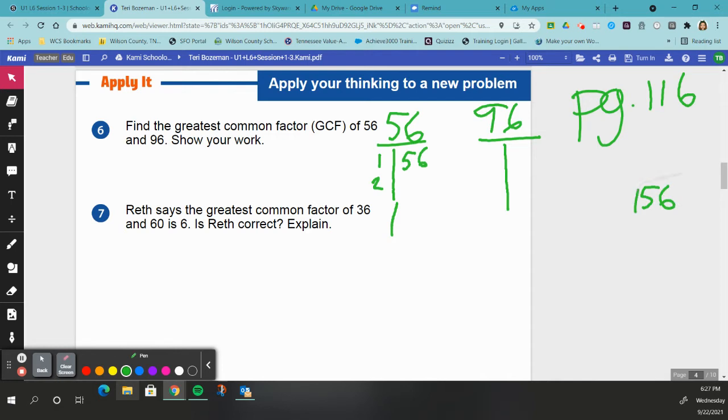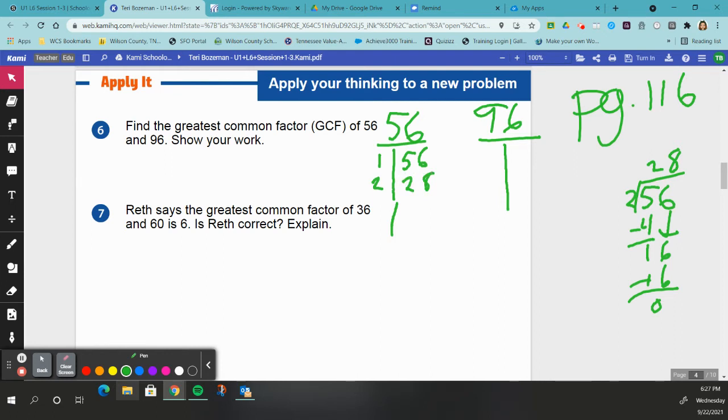So 56 divided by 2. 5 divided by 2 is 2. 2 times 2 is 4. You subtract, you get 1. Bring down your 6. 16 divided by 2 is 8. 8 times 2 is 16. We subtract, and we get 0. So 2 times 28 will give you 56.